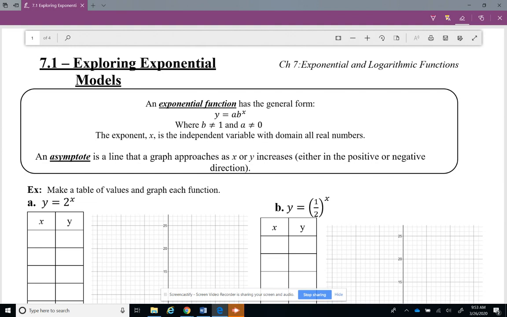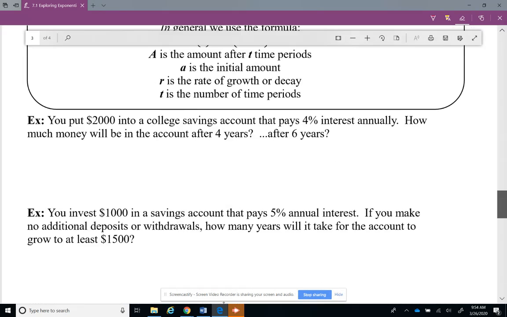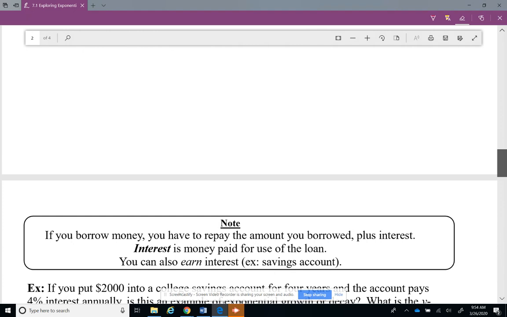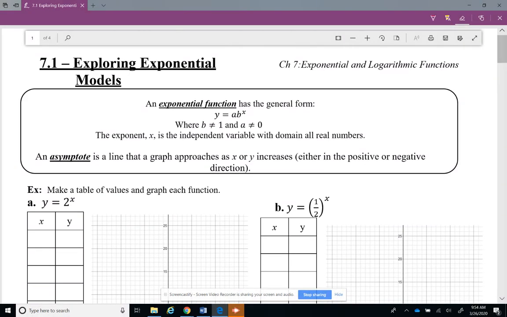We're starting with section 7.1, which is a new chapter, chapter 7. We're going to do exponential functions today. So if you went online and downloaded your notes, you should have printed out 4 pages. We're doing 2 pages today. That's going to be part 1. And then we're going to do 2 pages tomorrow, and that's going to be part 2.